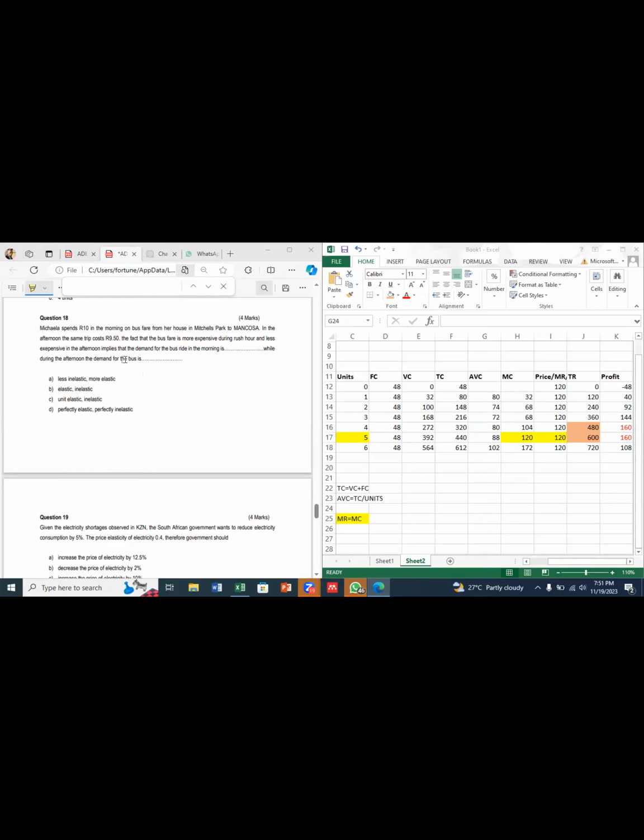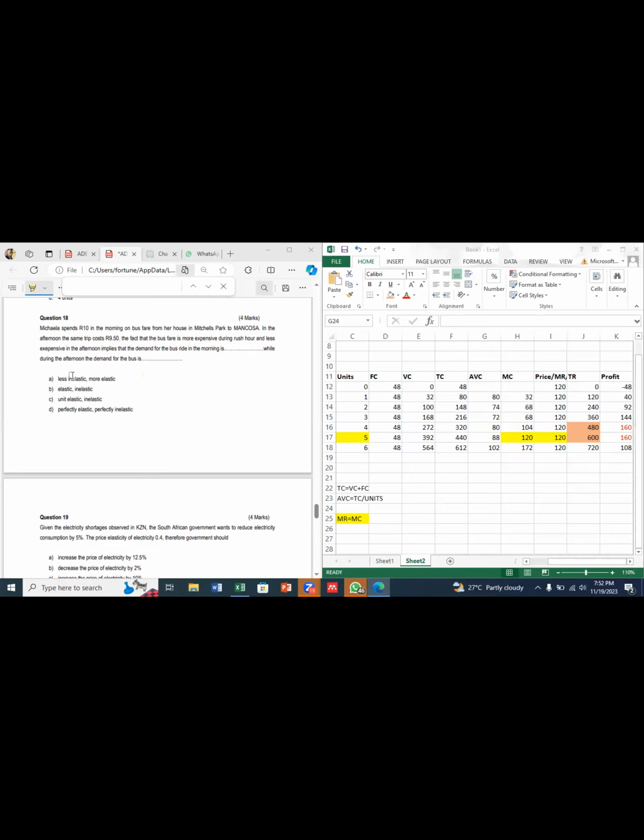So please do so. Then it implies that the demand for bus fare in the morning is, while during the afternoon, the demand for bus fare is. With elasticity, when it is less elastic, you make more revenue by increasing your price. When it is elastic, you make more revenue by reducing the price, because when it is inelastic, it is not price sensitive. It means that people would still demand whether the price goes up or down. The demand would still be there, so the more you increase the price, the more revenue you make, because the demand will remain.